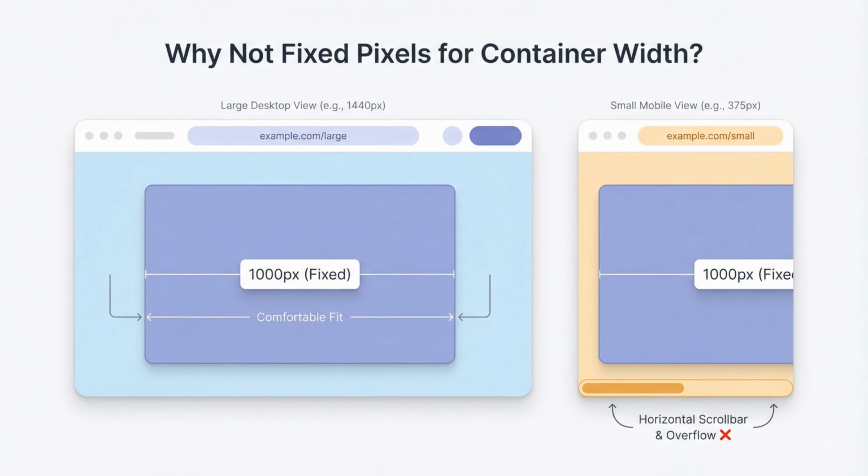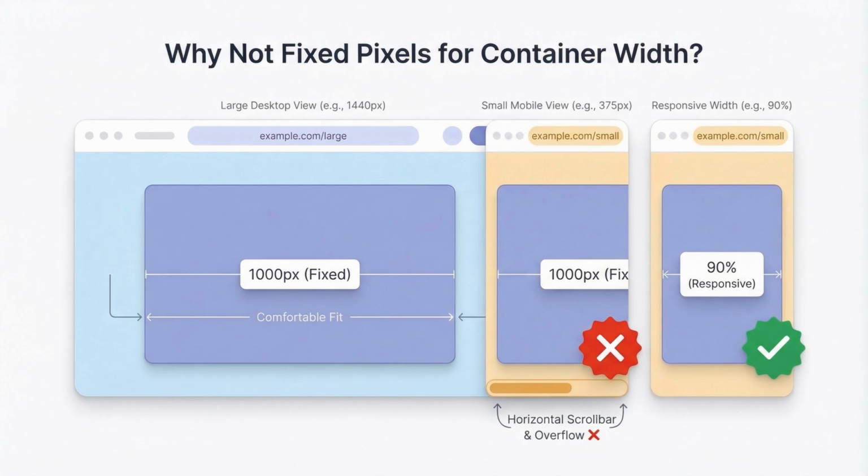Let's make the pixel versus percentage argument concrete. If you hard-code a container width at 1,000 pixels, it looks fine on a large desktop monitor. But on a phone, 1,000 pixels is wider than the entire screen. Your content spills out, the user has to scroll horizontally, and the layout breaks completely. Fixed pixels are simply not device-aware. Percentage-based widths, on the other hand, are always relative to the parent or viewport, so the container naturally fits within whatever screen it's rendered on.